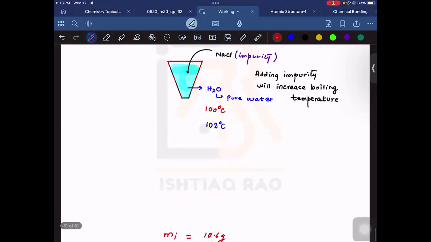And what if, let's suppose, this is a piece of iron, like this.